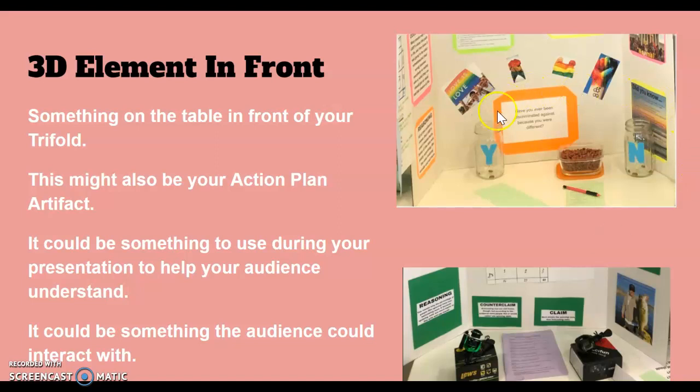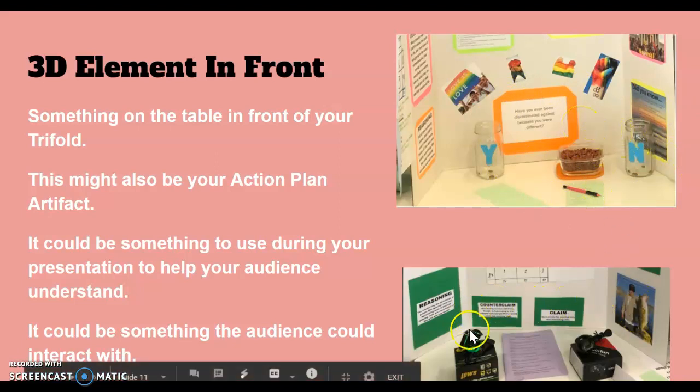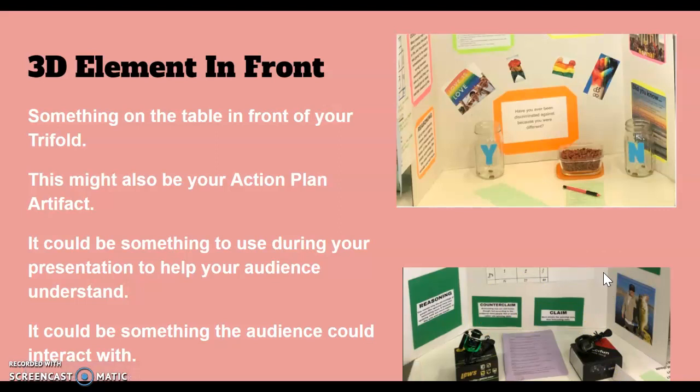So this student had the audience members put in a yes or no vote into these two jars. Have they ever been discriminated against because they were different? This student was comparing two types of fishing reels, so he brought them. That way the audience could see exactly what he was talking about. What could you have in front of your trifold? So again, on one side of your paper, you have what's on your trifold. On the other side, you'll have what's in front of your trifold. So draw on that other side. What could you have in front of your trifold?